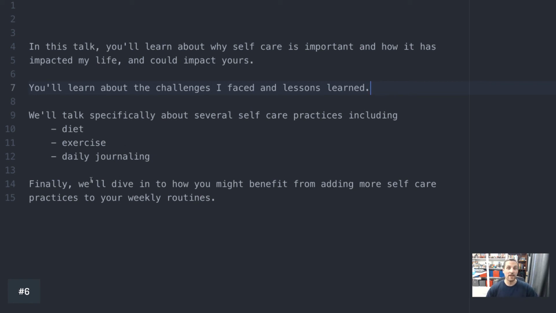And then finally, to wrap everything together, we'll dive into how you might benefit from adding more practices to your routine. So now we can see those 3 high-level takeaways and several specifics that go into greater detail. So now the reviewer has several things in their mind when they are thinking about whether to recommend this talk or not. And they can have a good picture of how the talk might go and what it's going to cover, and ultimately whether it's going to be of interest to the conference attendees.